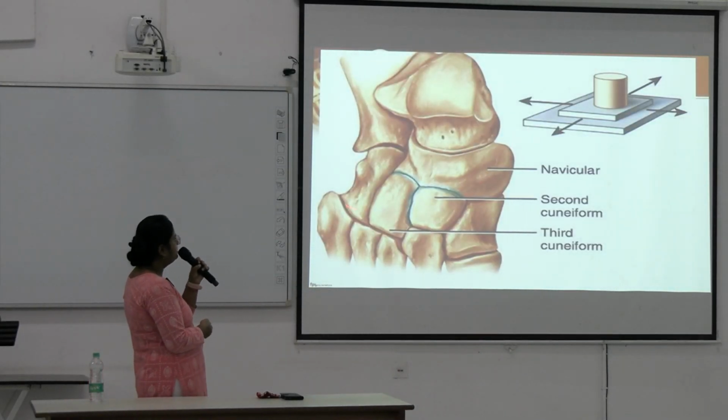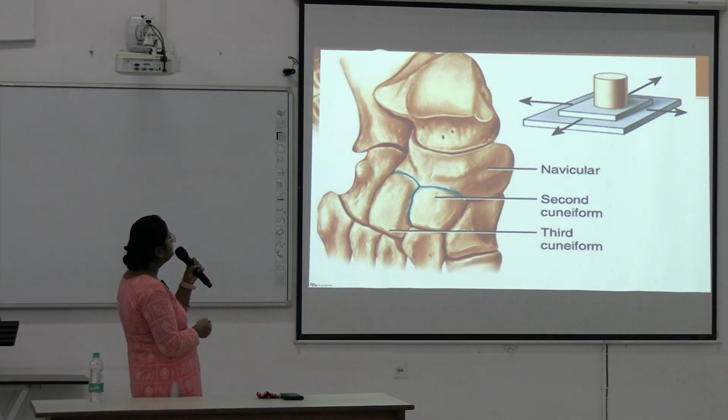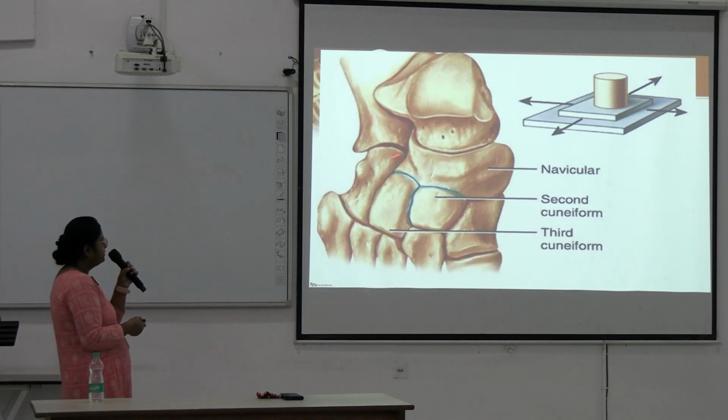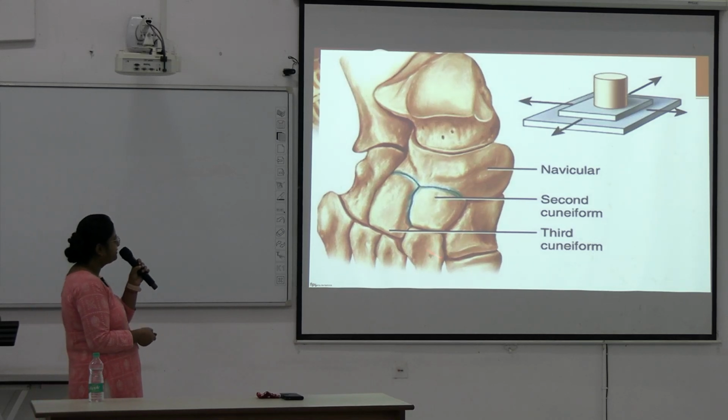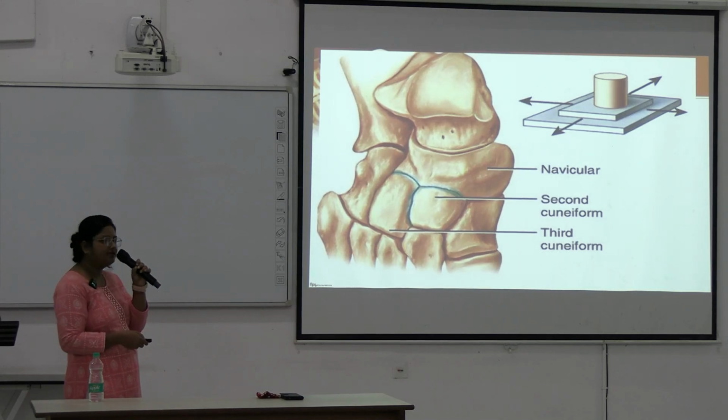See here, the foot has been shown. These are the tarsal bones. This is talus, calcaneum, this is navicular, and these are the three cuneiforms and cuboid. So in between these bones, these joints are forming. These are plain type of synovial joints.